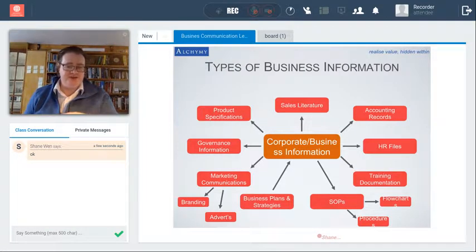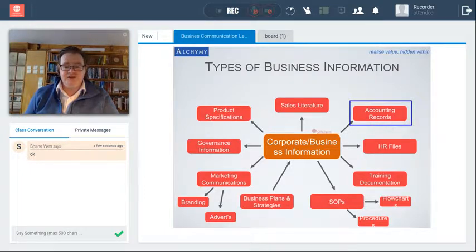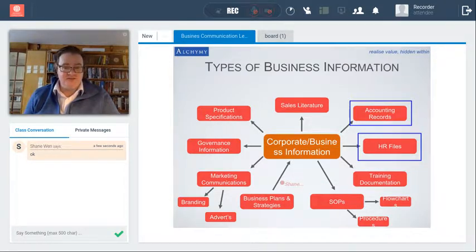I'm not going to talk to all of this. We talked about this last week, the various types of business information. If I highlight just one or two, there are certain ones like accounting records that are crucial. HR files obviously relate to personal information and to humans. And those are crucial in terms of individual accountability, in terms of our responsibility to individuals.